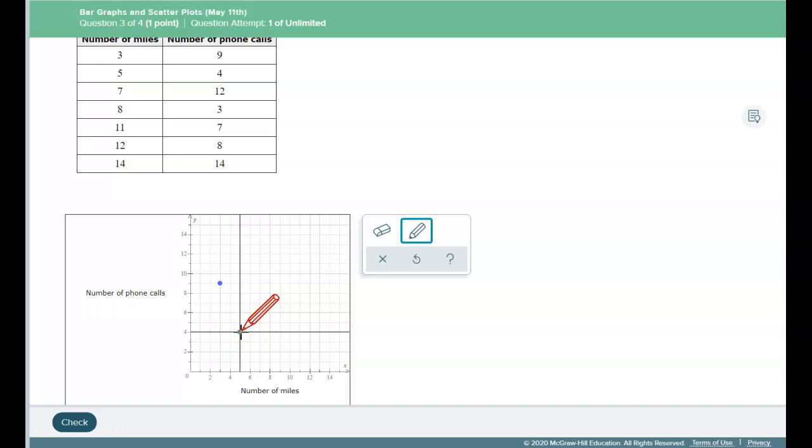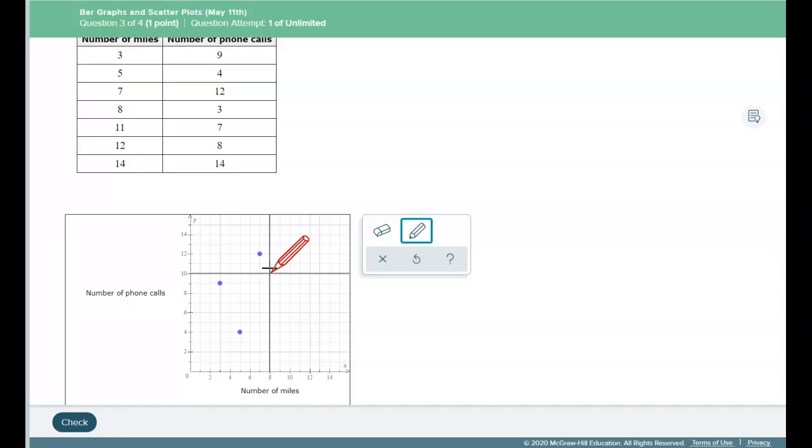The next one is 7 and 12. So 7 miles and 12 phone calls. And I put a dot there. And you just have to make sure, like, I like that it gives you these lines to follow, but just make sure that you end up with the point at the right x-axis and y-axis.